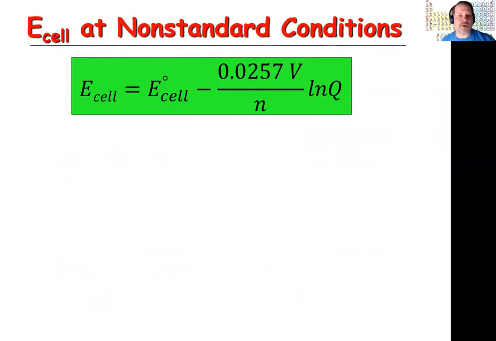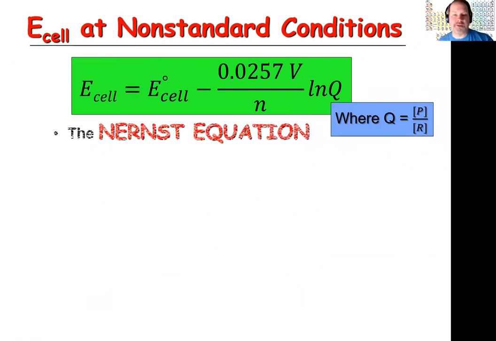In our lab, we're going to try to understand how to actually change the voltage outside of those standard conditions. The way to do that is using the Nernst equation, which tells us how to figure out the actual voltage of a chemical reaction based on the standard potential that you would calculate, minus 0.0257 volts divided by n, the number of electrons transferred, times the natural log of Q.